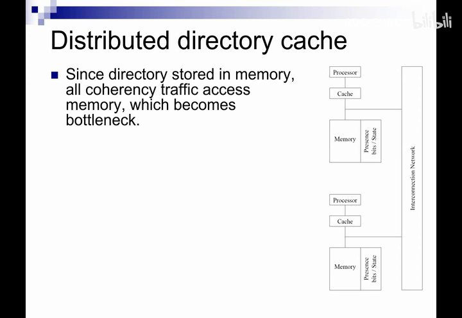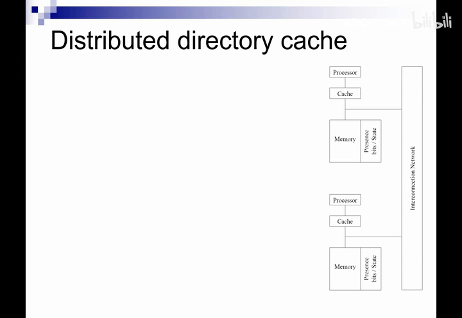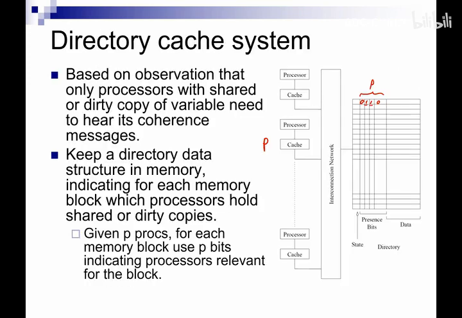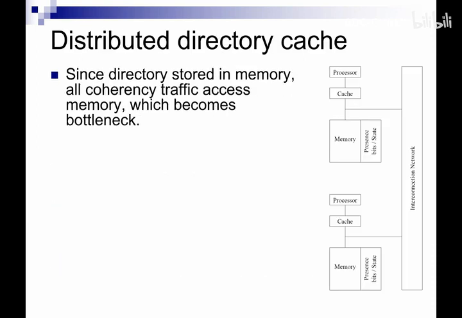I'll say a few more things about it. The first thing is that we need to keep track of all of these bits in the directory, and these are actually stored in the memory itself. The data is stored in memory, and the presence bits are stored along with the data, so also in memory. Therefore, because it's stored in memory, all of the coherency traffic needs to access the memory. So we have this big bottleneck at the memory, because all of the processors are constantly trying to access the memory in order to read the directory.